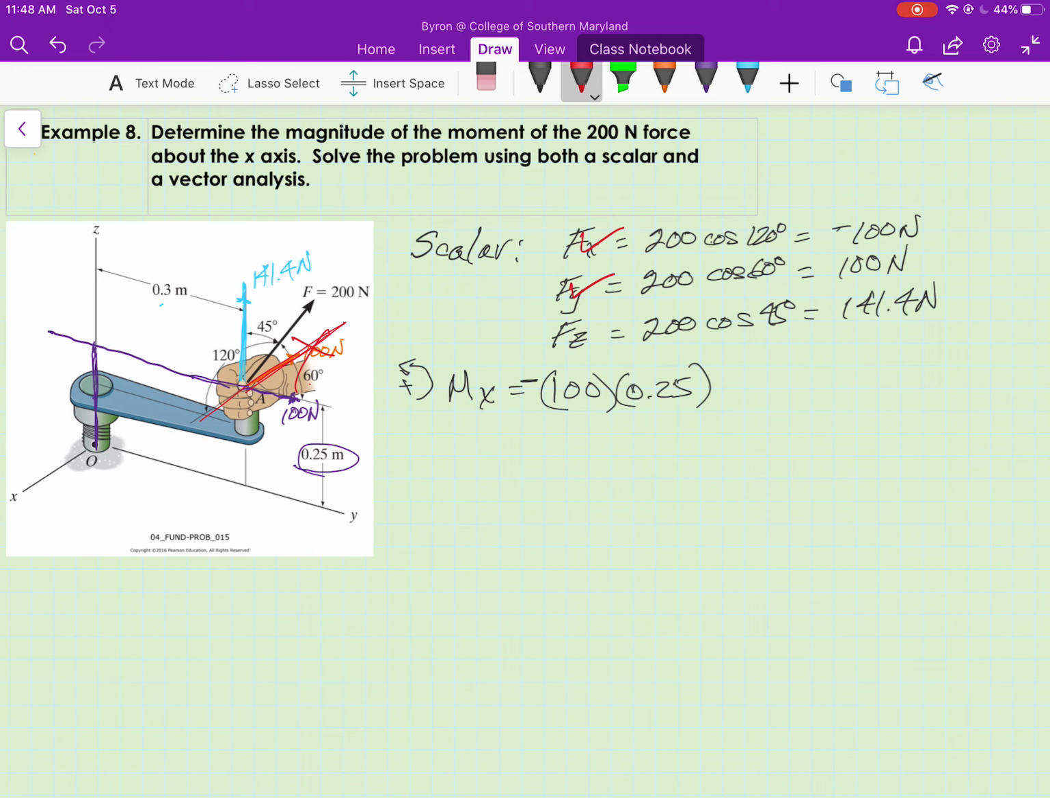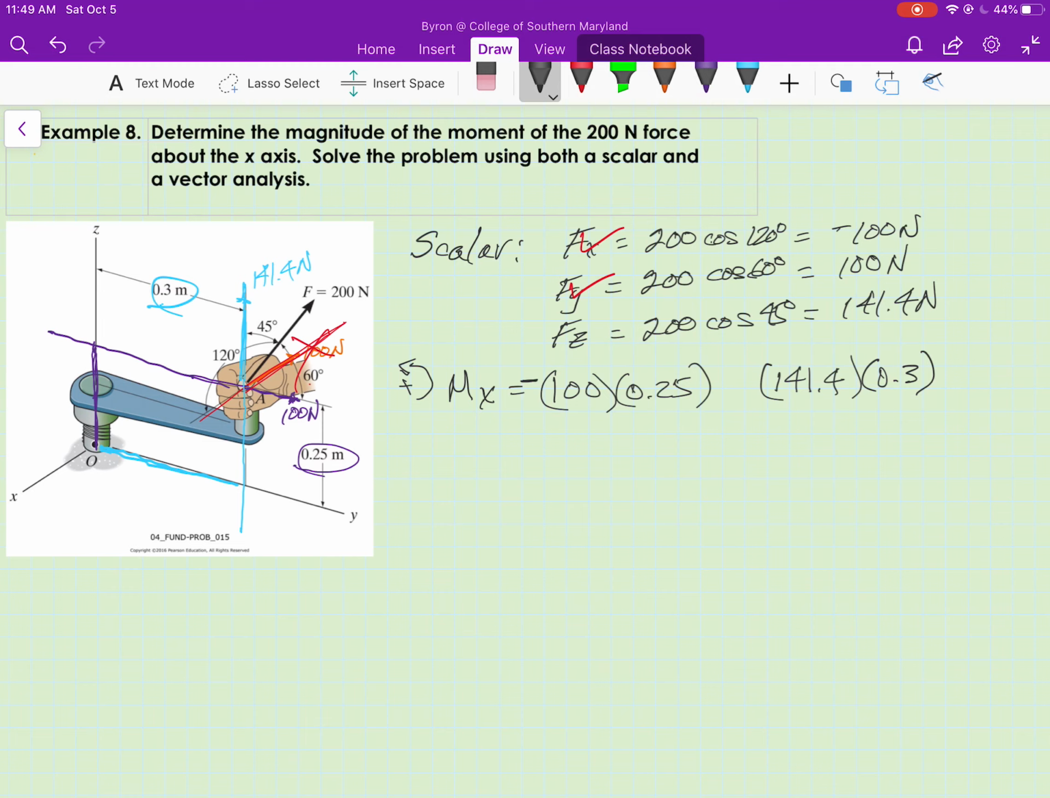Now F sub z, its moment about the x-axis. Let's extend its line of action so we can see the perpendicular distance. We can see the perpendicular distance is this distance here, which is 0.3 meters. So the moment of F sub z about the x-axis is 141.4 times 0.3.